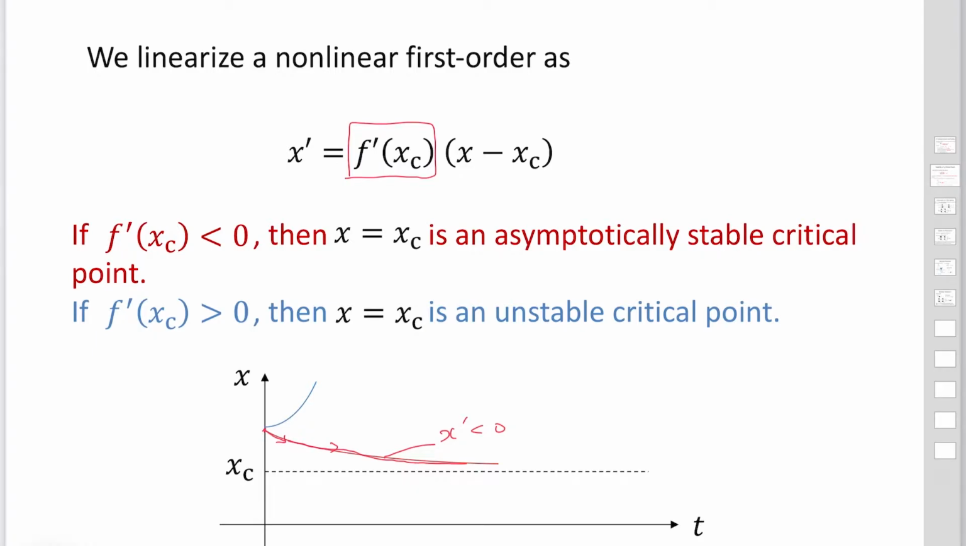Because this point is larger than the x sub c, x minus x sub c is a positive quantity. So this is positive, and f prime is a negative quantity. So this is going to be negative, and x is approaching the x sub c. So x sub c is a stable critical point.